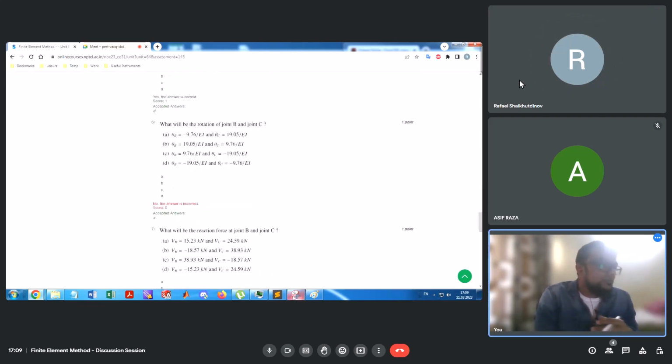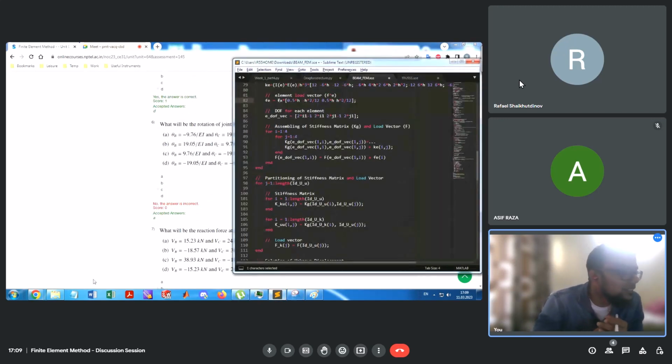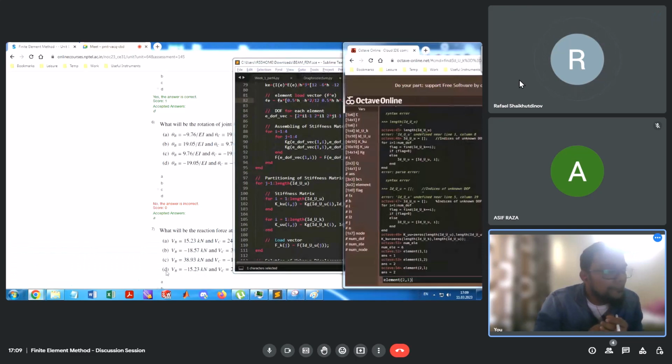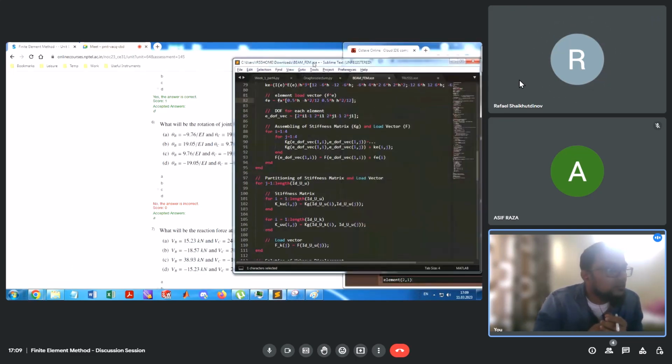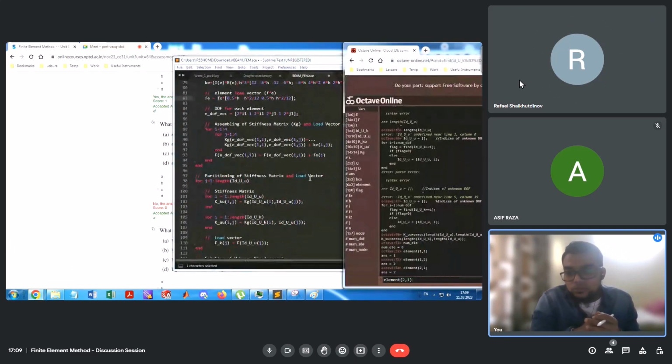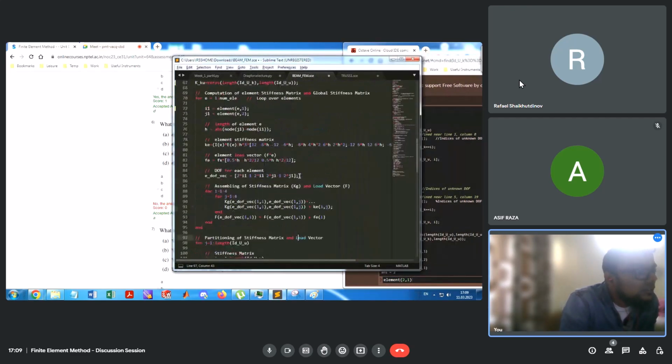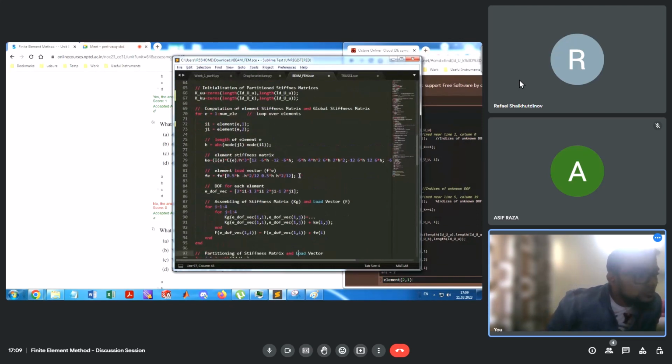Okay. Now let's move to the coding part so that we can complete it as soon as possible. Now we are in the element stiffness matrix, line number 79. So there also we don't have any issues. We can try to.